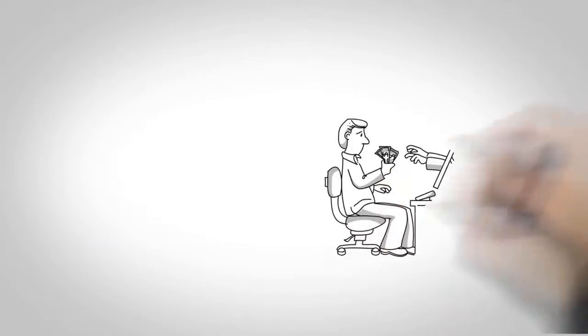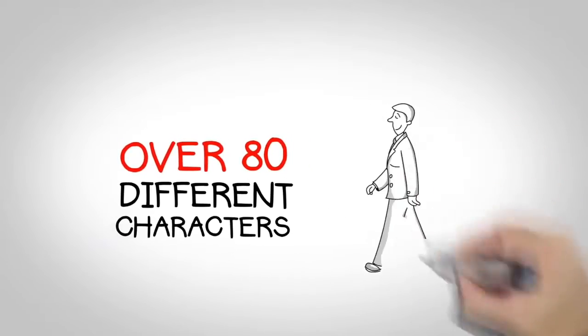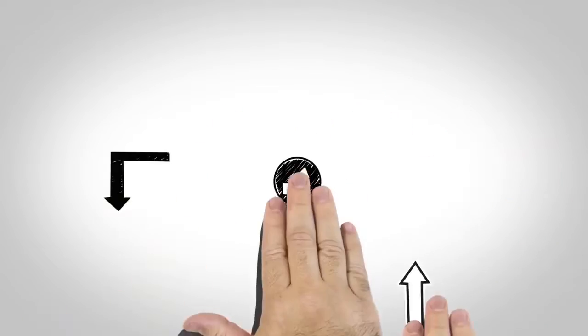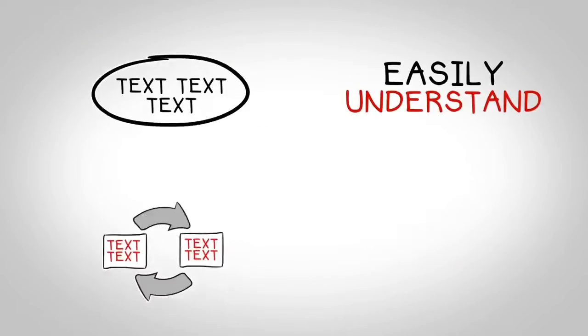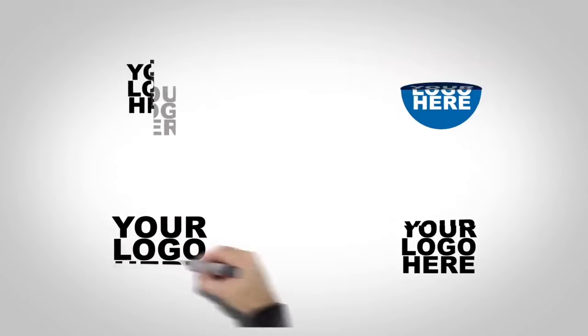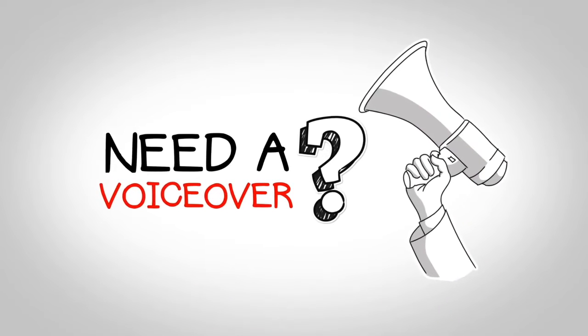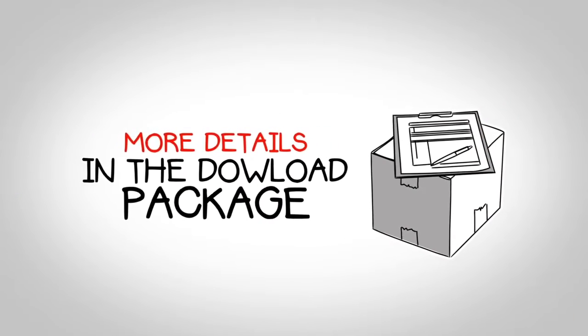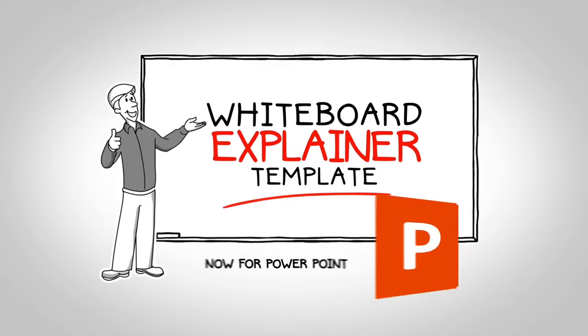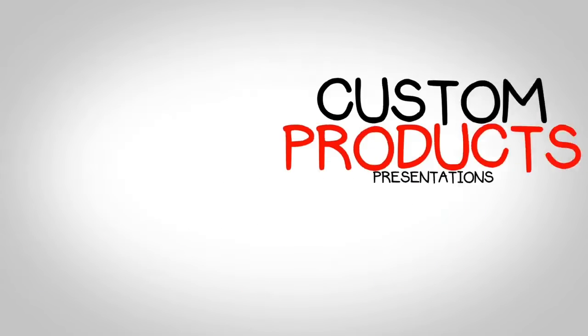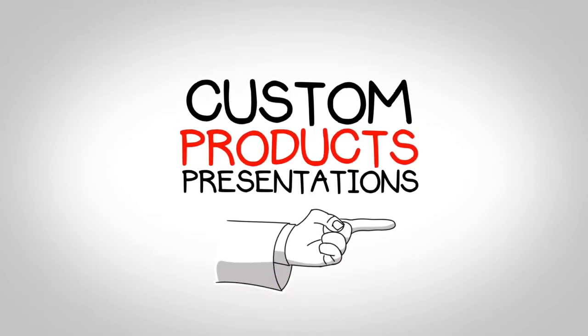The Whiteboard Video Explainer template comes with over 80 characters, 20 social media icons, and over 300 different elements, arrows, speech bubbles, text animations, pre-made scenes, and more. We can also help you find the perfect voiceover for your video, just like the voice that you can hear now. You will find more details in the download package about this. With the Whiteboard Video Explainer, you can also create custom product presentations, like this one.